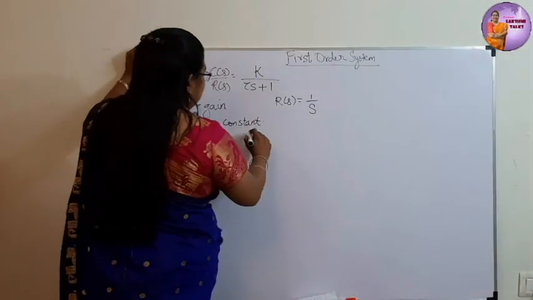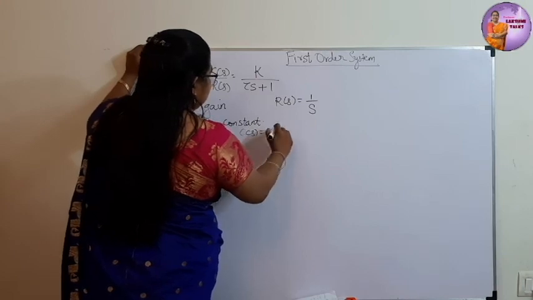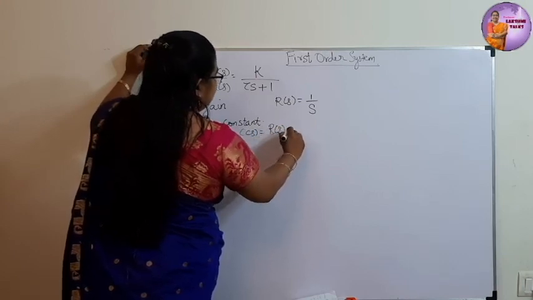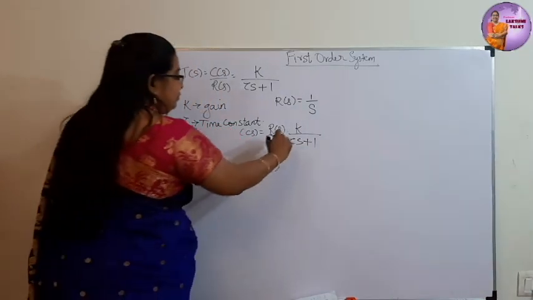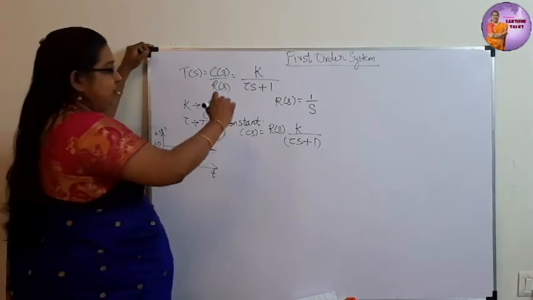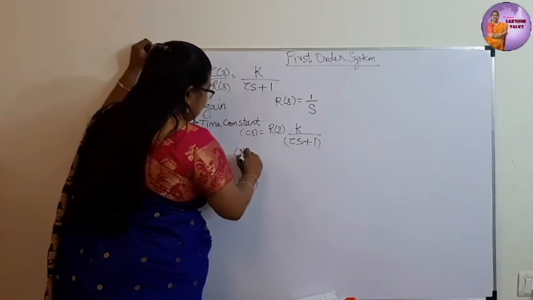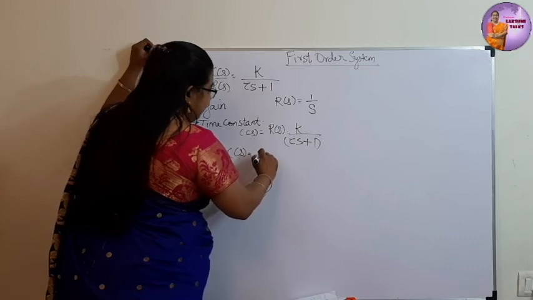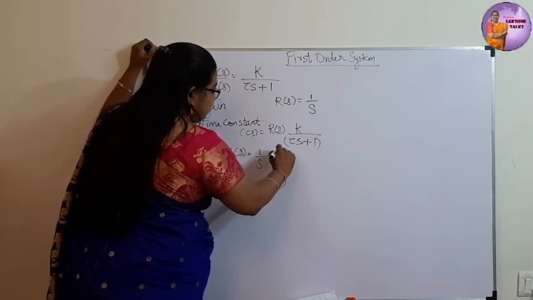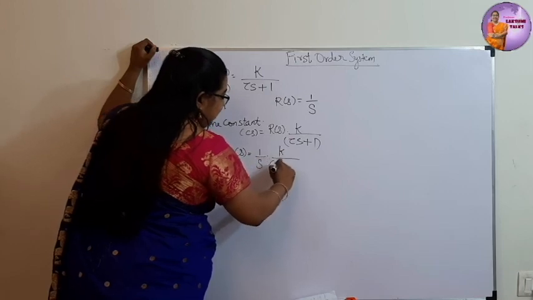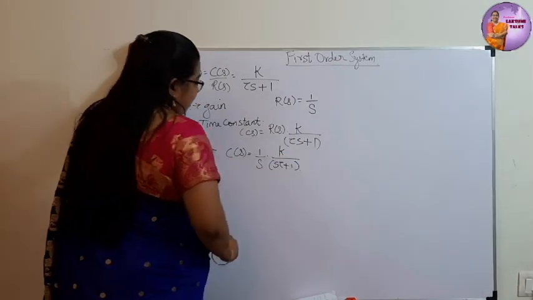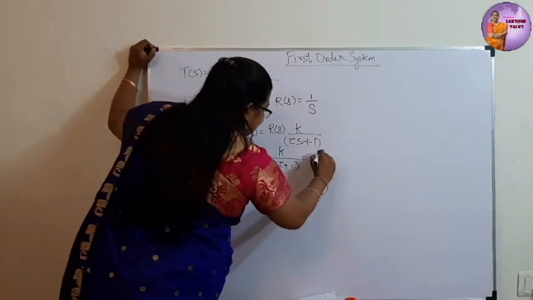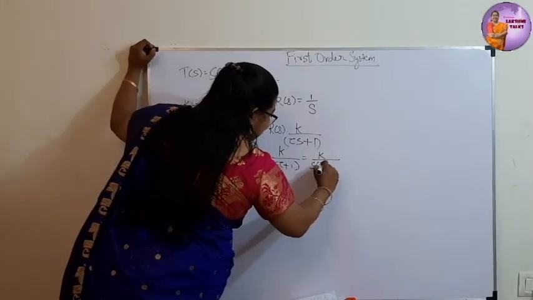Okay, so from this c of s is equal to r of s into k divided by tau s plus 1, right? And what is this r of s? We know it is 1 by s. So c of s is equal to 1 by s into k divided by tau s plus 1. This is nothing but k divided by s into tau s plus 1.